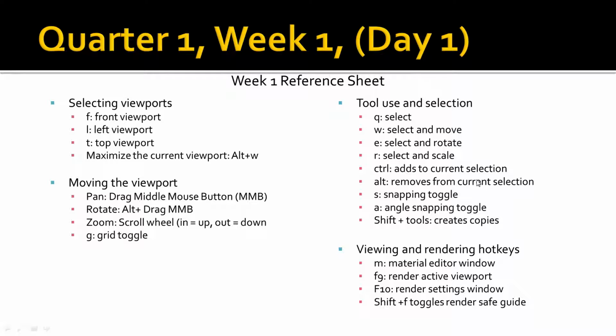We added to the selection using Control. We can use Alt, although I don't think we did that today. But the Alt key will actually deselect things from your selection if you've got a bunch of different pieces. S, we didn't talk about snapping. We did talk about angle snapping with the A key. And then Shift plus using a tool is how we create copies. And then today we also talked about using the material editor window to create colors and drag them on there. And we used F9 to render active viewports.